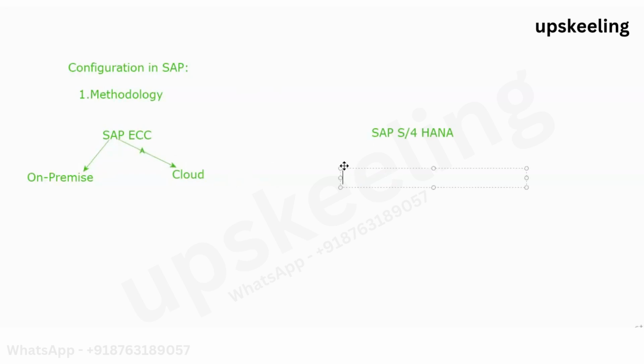In the S4 HANA version also we have on-premise and cloud edition. So this cloud was there for a long time, but what is the difference between SAP S4 HANA and SAP ECC cloud? This ECC version is not a cloud-ready design. For this, I'll take an example for you.